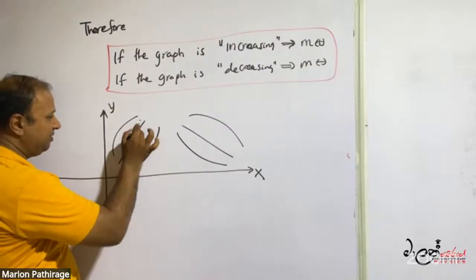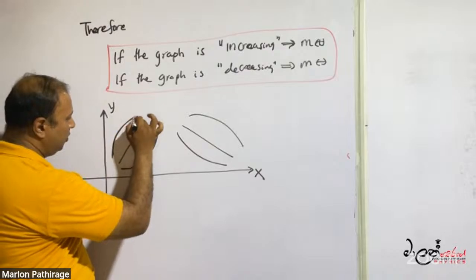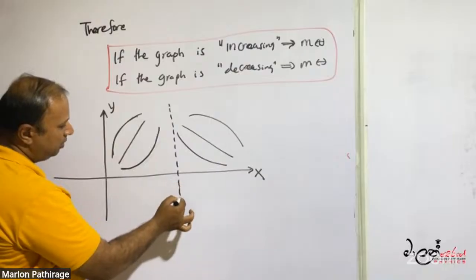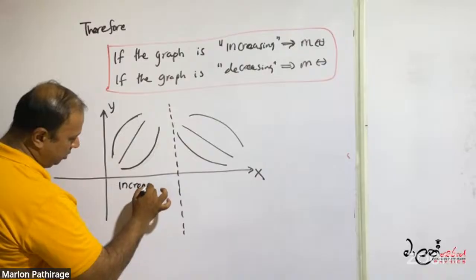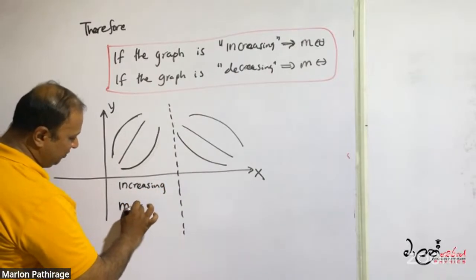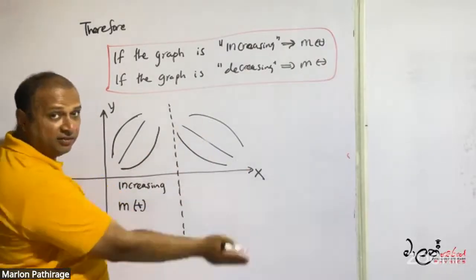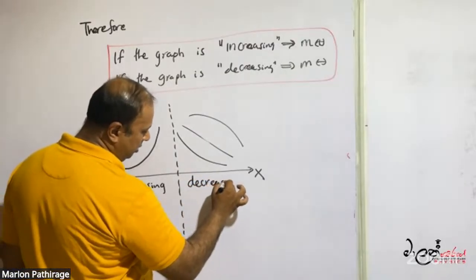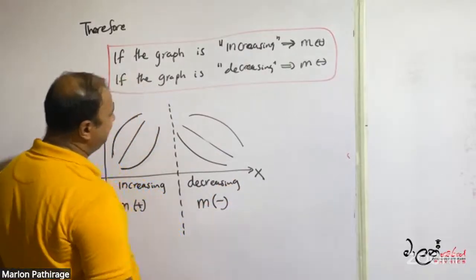Okay? This one is increasing. This one is also increasing. And therefore, when we increase it, increasing graphs, that means M is positive. Okay, those are decreasing graphs. Those are decreasing graphs. Therefore, M is negative.